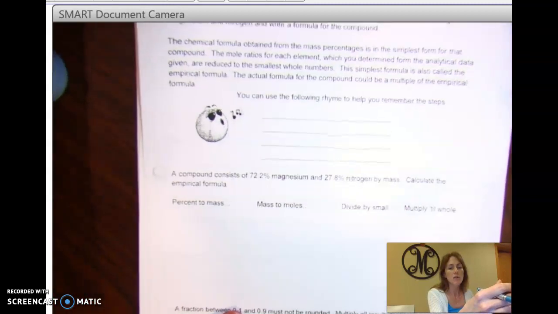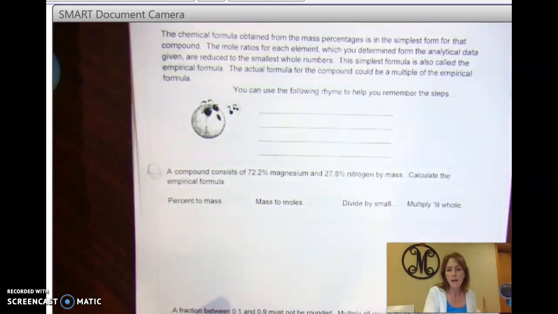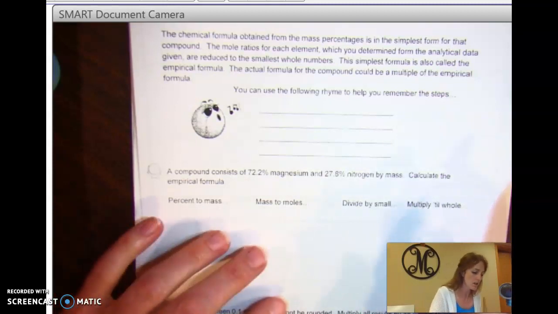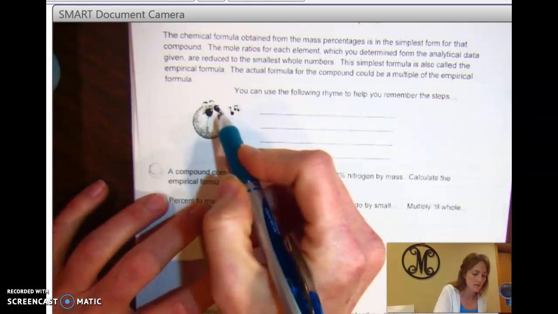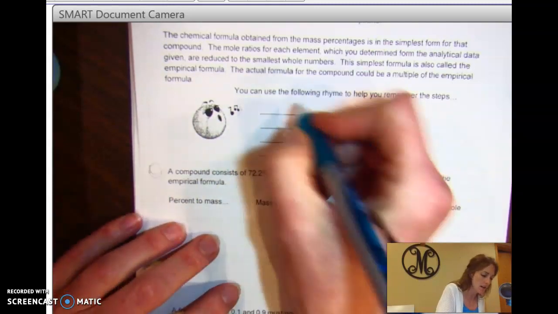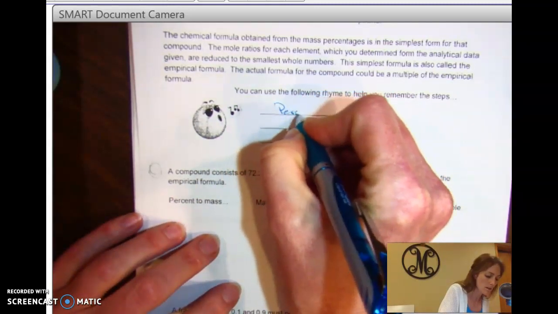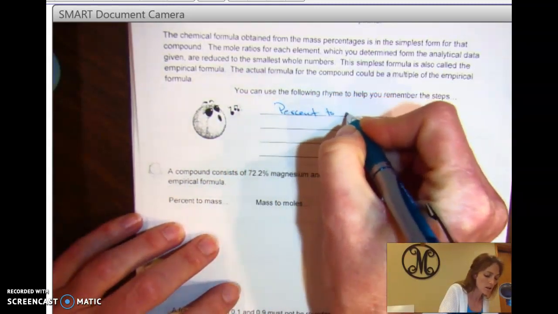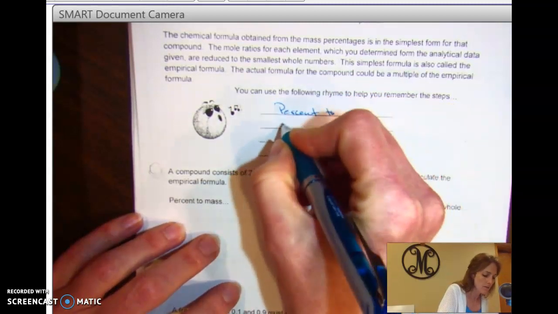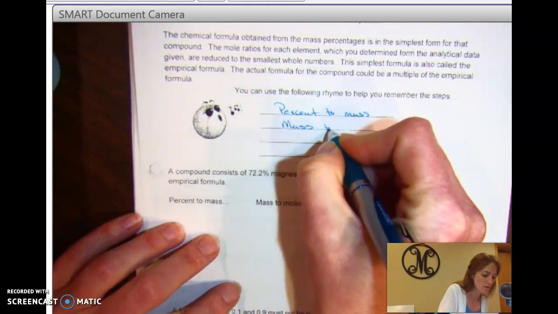So first of all, we need to know how many moles we have, and then we need to find the simplest ratio of each element. So we use this rhyme. You have this little emoji guy over here singing. We say you take your percent, change it to mass, then mass to moles.